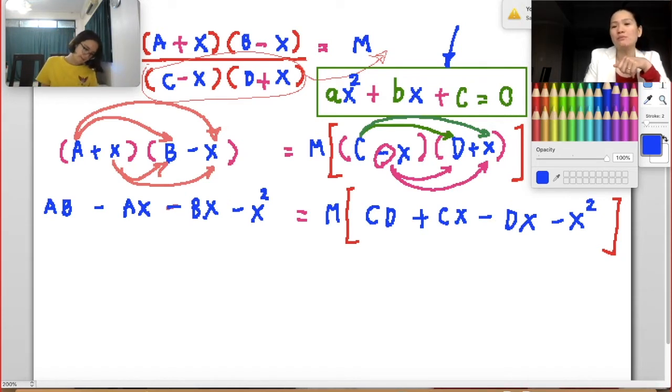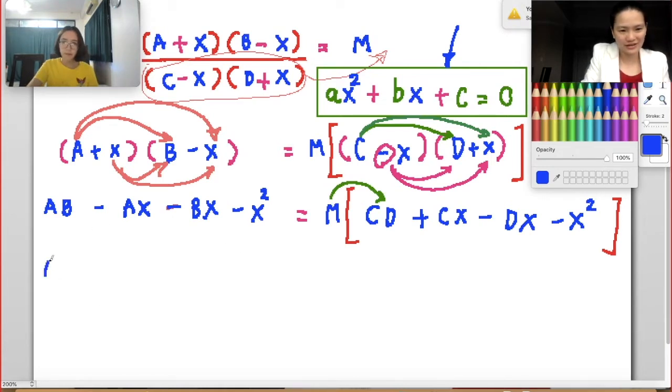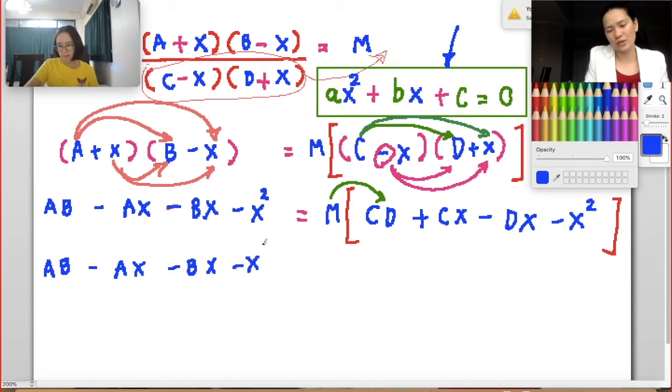Try to multiply M in all of this in the bracket. So we're going to get, okay, let's see this one. A, B, this one is the same. So I'm going to write out the same way. Just put it A, B minus AX minus BX minus X squared. Now you multiply M with CD. So you're going to get MCD. That's correct? MCD.